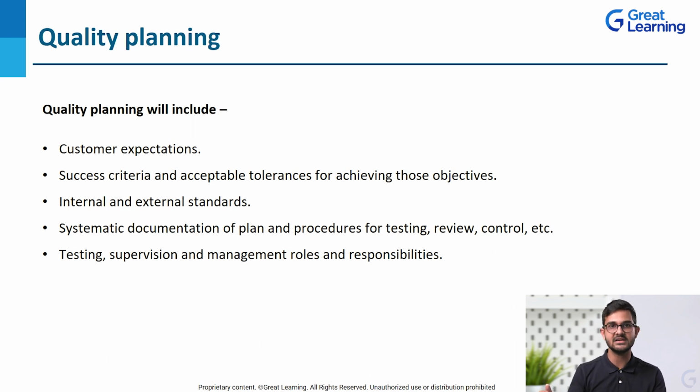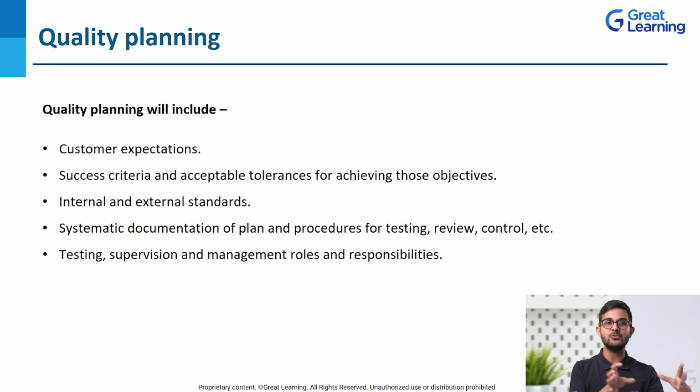We have set the objectives. We have established the quality standards. But what will be the success criteria? To what extent we have to meet those objectives? That is also decided in quality planning. Then internal and external standards. Then systematic documentation of plan and procedures for testing, review, control, etc.